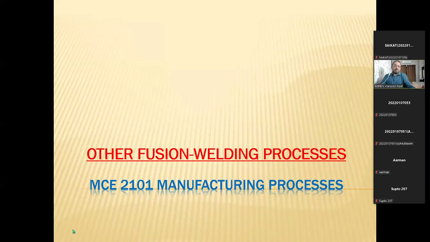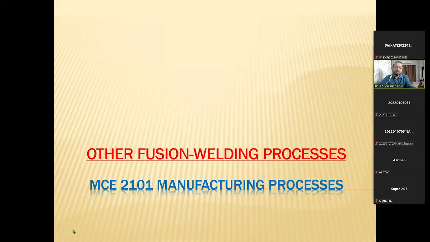Okay. Then let us see that first of all, we have already studied different types of fusion welding, which is used for joining two metals. Now today we shall study other fusion welding, special types of fusion welding, which we shall sometimes use. So this topic is other fusion welding.